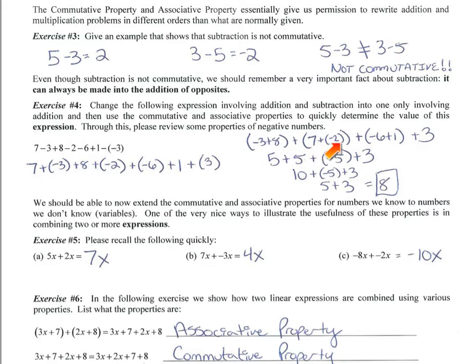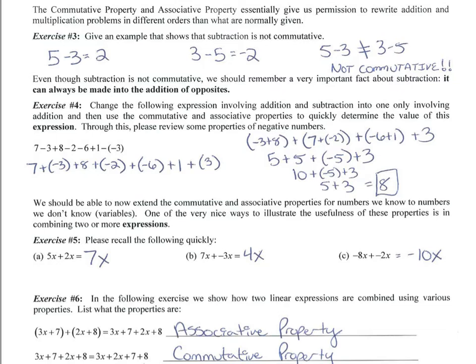The 7 and the negative 2 together is 5. The negative 6 and the 1 together is negative 5, and then you still have the plus 3. 5 plus 5 is 10, minus 5 is 5, plus 3 is 8. So we get a final answer of 8 there.